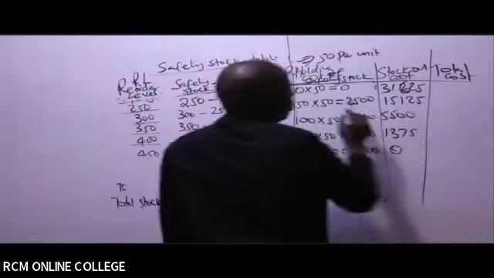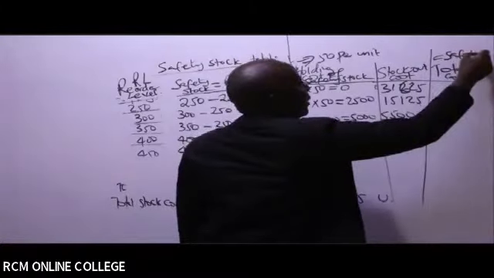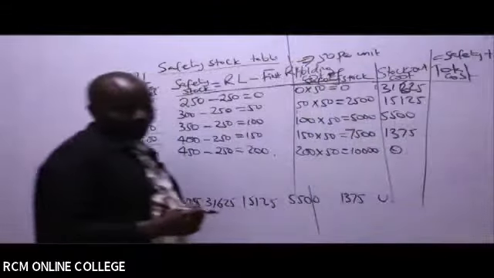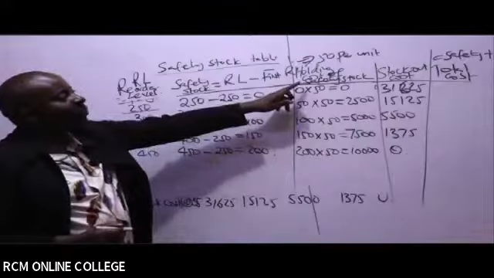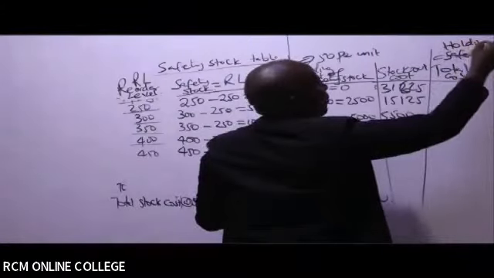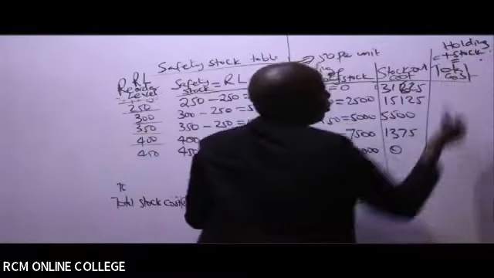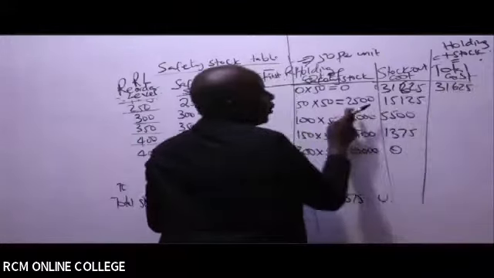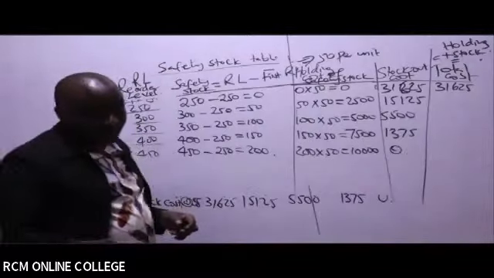So for total cost, you are adding holding plus stock out. Sorry, it's supposed to be holding plus stock out. So you simply add to get total cost. The first one will be 0 plus this, which is 31,625. The second one will be 2,500 plus this, which I don't know. Let's give me the second one, 17,625.